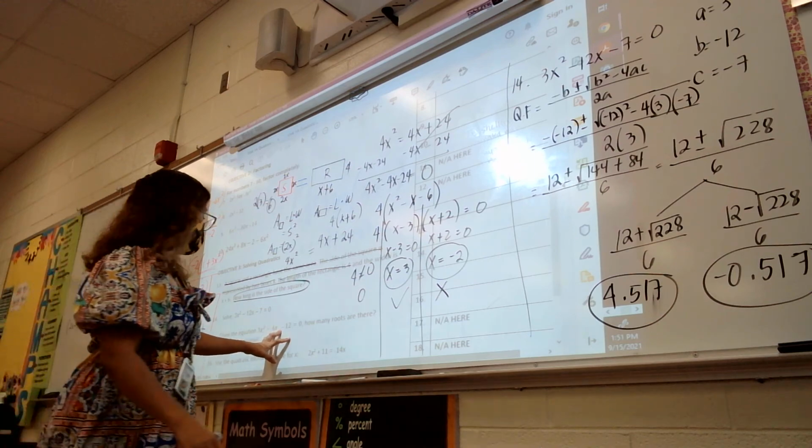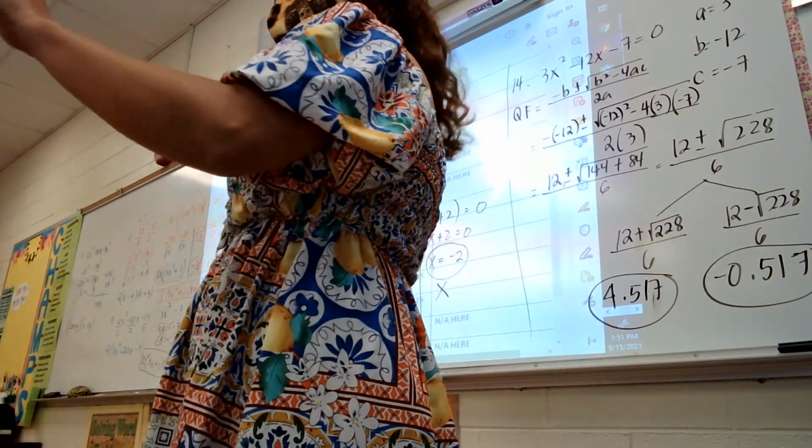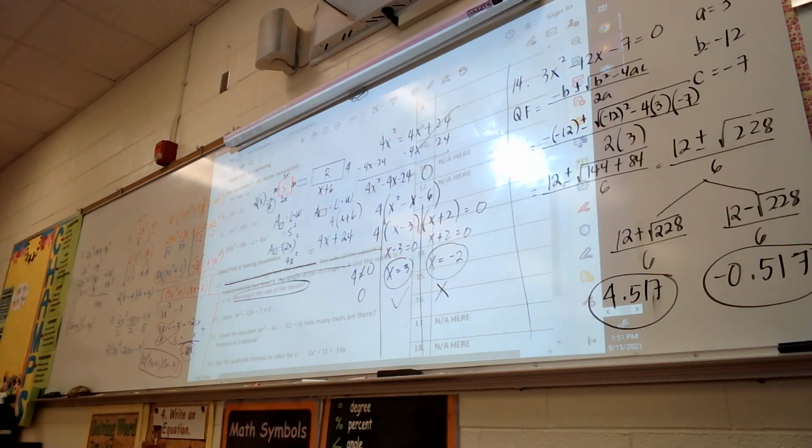Number 15. Oh, this is easy. Given the equation 3x squared minus 4x minus 12, how many roots are there? And is it rational or irrational? What particular formula will I use? Again, b squared minus 4ac. And what is that? Discriminant formula.